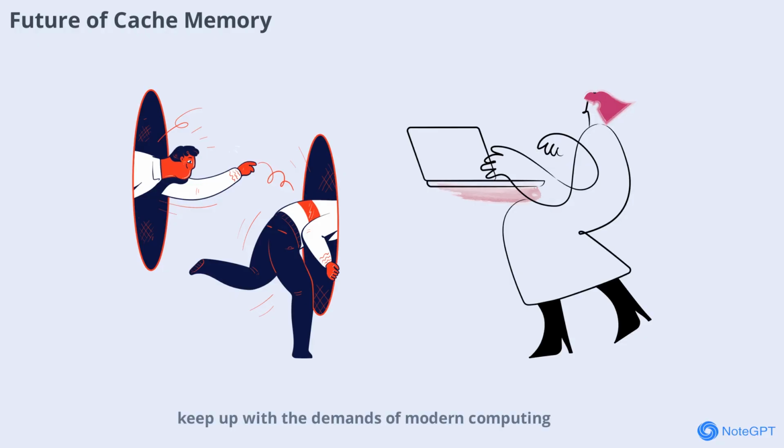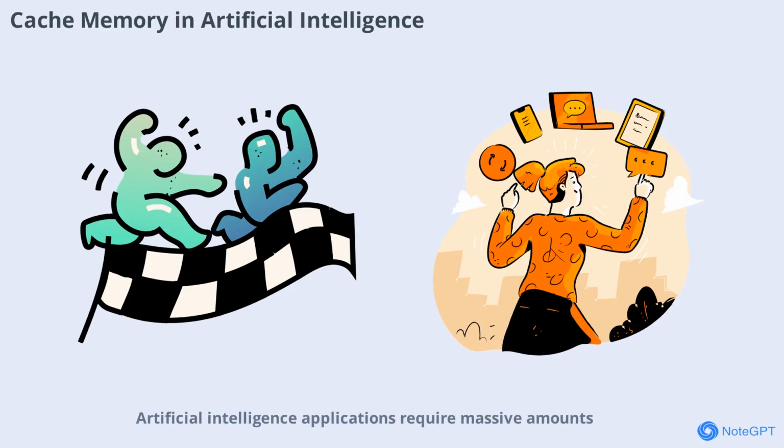of modern computing. Artificial intelligence applications require massive amounts of data to be processed quickly. Cache memory helps AI systems keep up with these demands by providing fast access to critical data and instructions. As AI continues to grow, efficient cache design will become even more important.